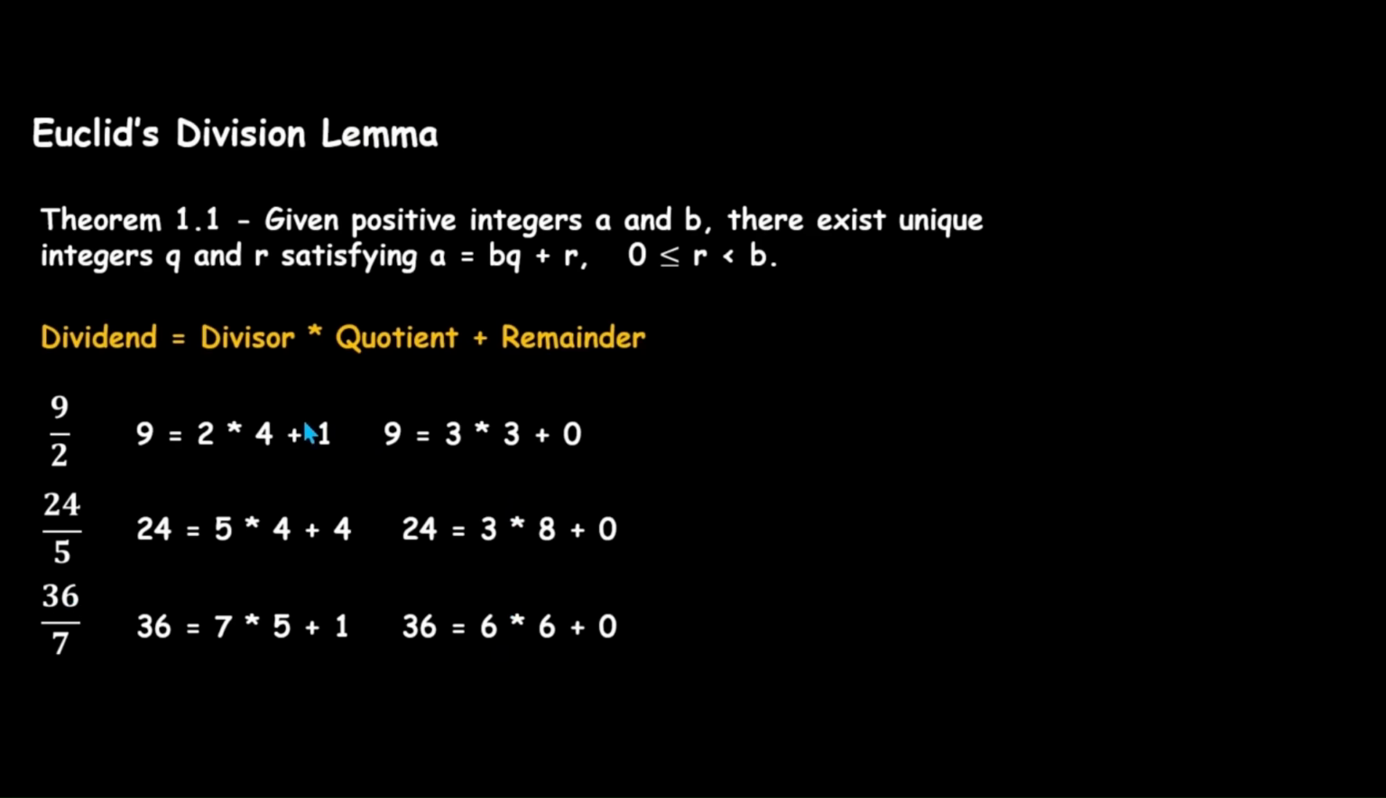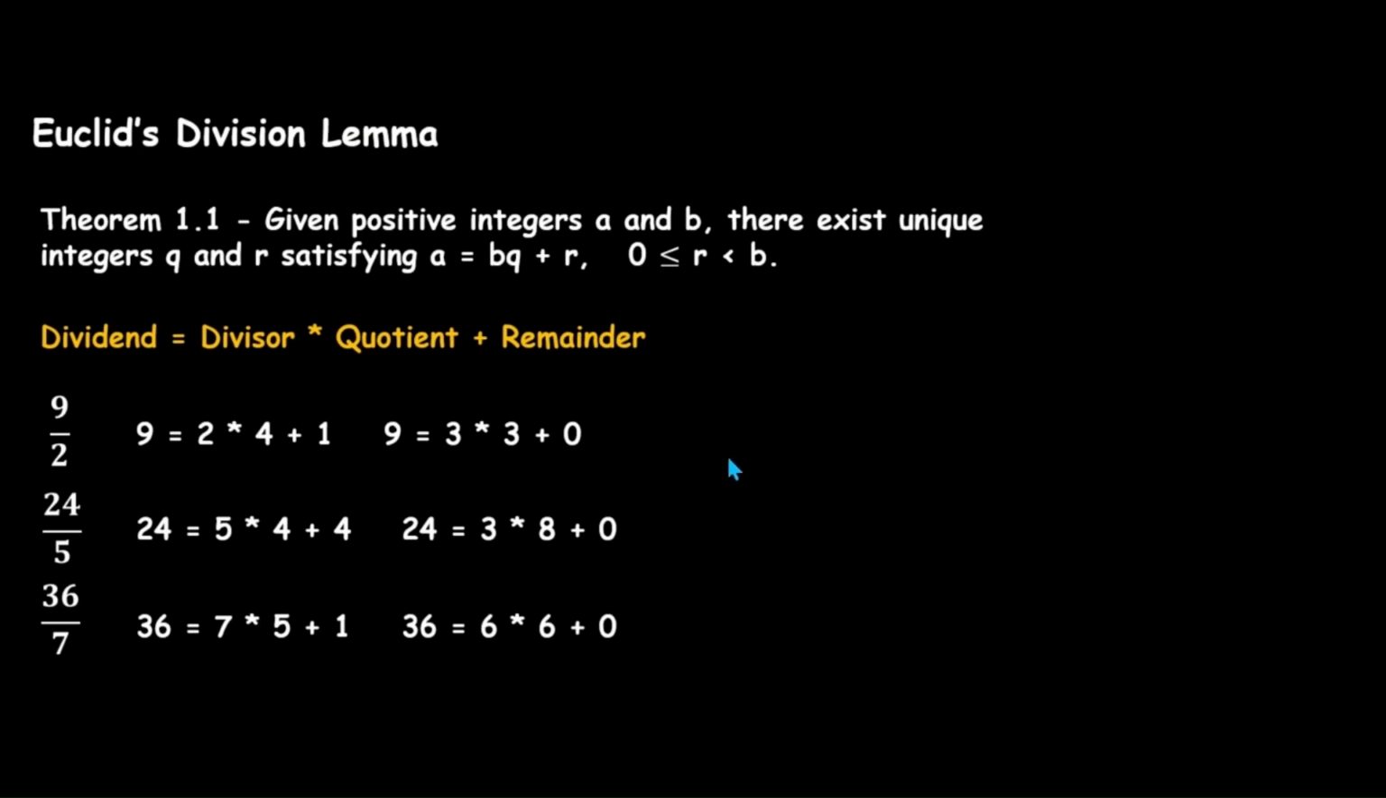So in all these cases, what we can notice is that the remainder is always going to be less than the divisor. Here the remainder is 1, divisor is 2, so 1 is less than 2. Similarly here we have 4 as the remainder, 5 is our divisor, so the remainder 4 is less than the divisor 5. Similarly 1, which is the remainder, is less than 7, which is the divisor.